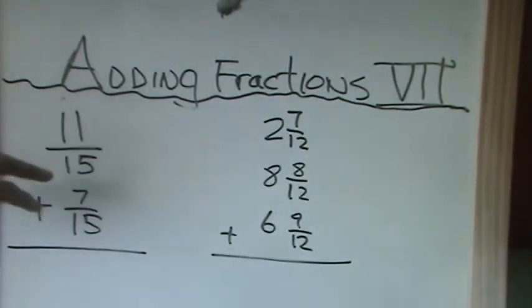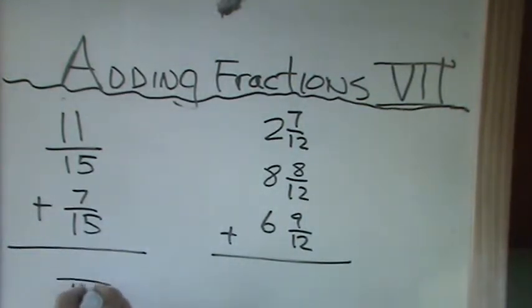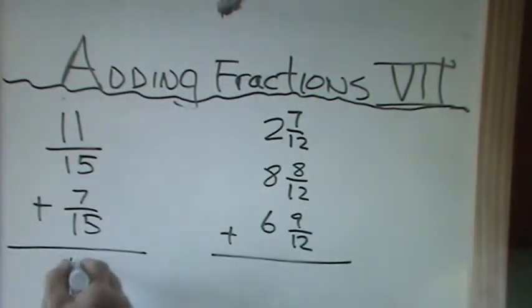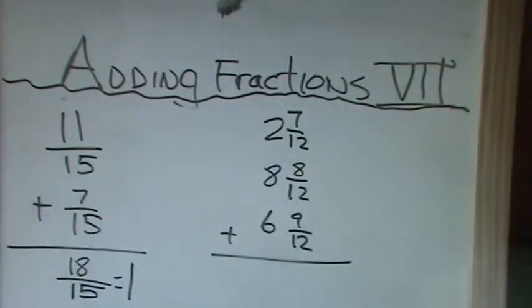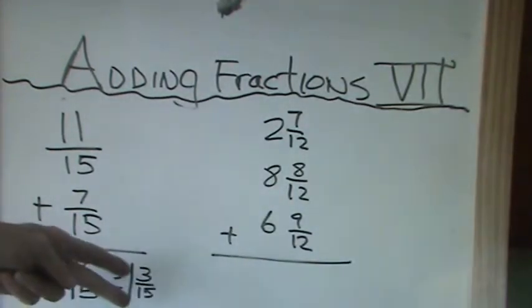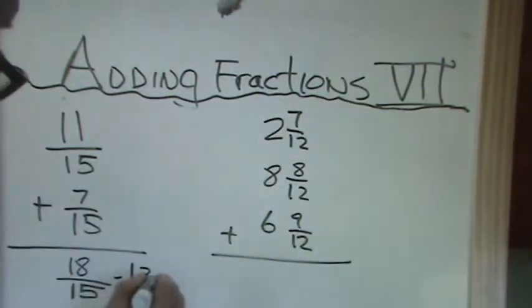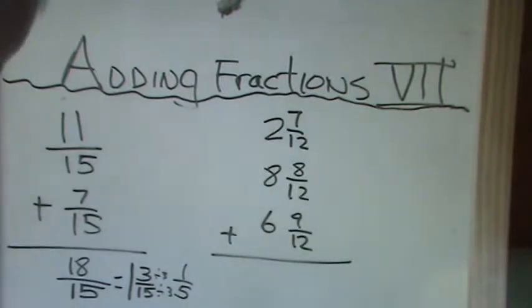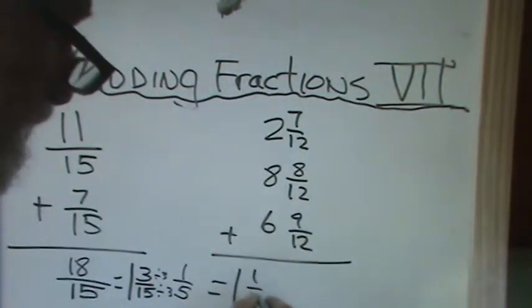Problem 1, 11/15 and 7/15. The denominators are the same, so we know the denominator of the answer is going to be 15. And we know we add the numerators, so 11 and 7 is 18. Improper fraction, have to change it. 15 goes into 18 one time, 15, 16, 17, and 3 left over, so 1 and 3/15. Is this in its lowest name? No, because I can divide both sides by 3. 3 goes into 3 one time, 3 goes into 15 5 times. So my answer then is 1 and 1/5.